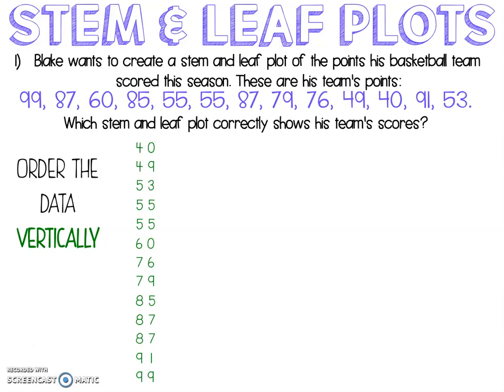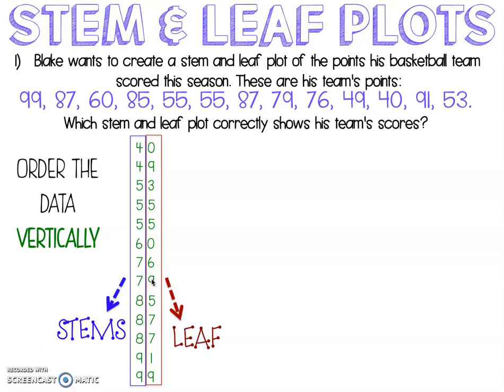Okay, so here's our order. We have 40, 49, 53, 55, 55, 60, 76, 79, 85, 87, 87, 91, and 99. Now, like I said, when we order them vertically, it makes it really easy because everything that is not over here is considered our stem. So I'm going to put a circle around these because those are my stems. Everything that is left, those are our leaves.